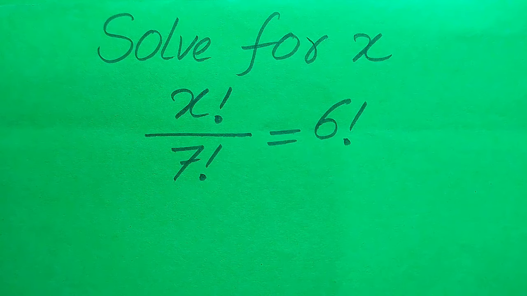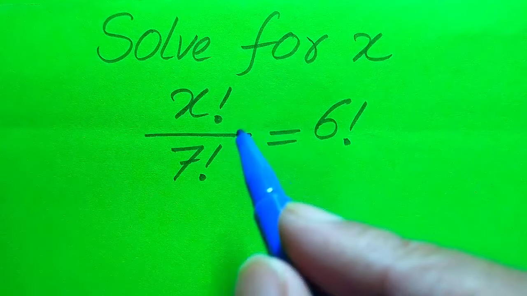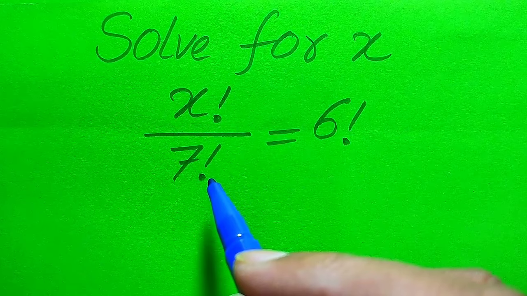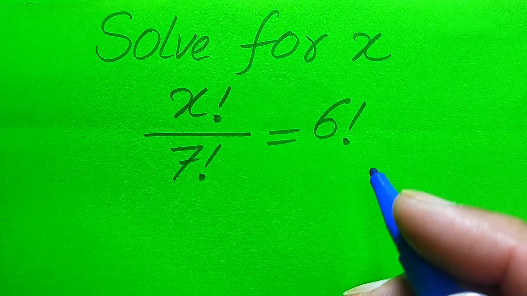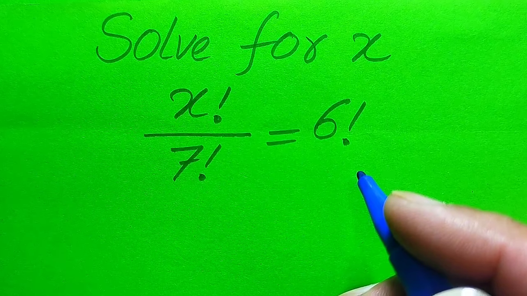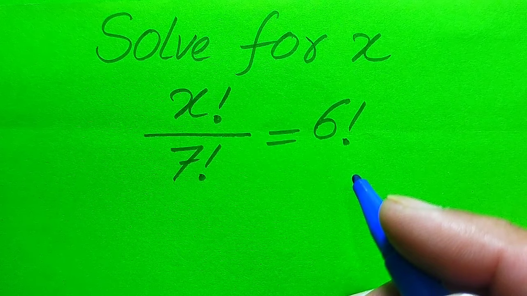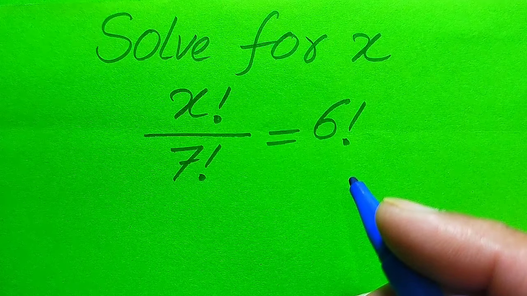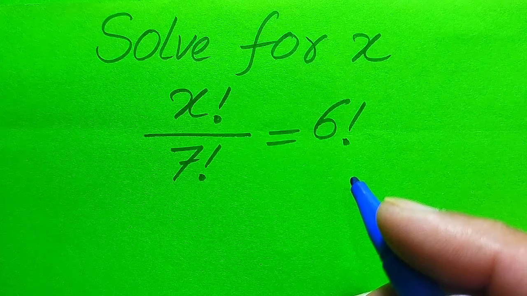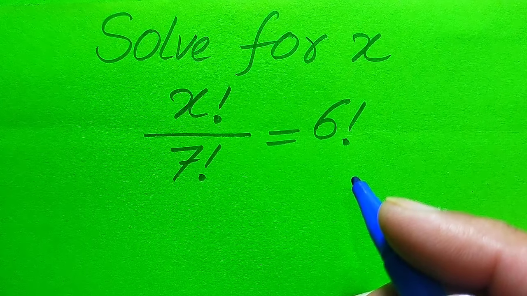Hello everyone, how to solve this nice math Olympiad algebra problem. If we have x factorial divided by 7 factorial equals 6 factorial, here we solve this problem for all the values of x, and at the end we will verify which of the values are solutions and which are extraneous.